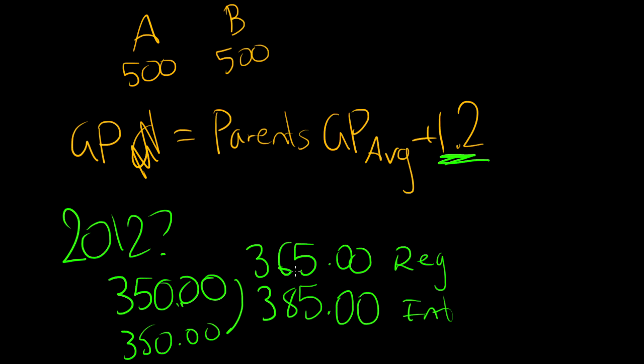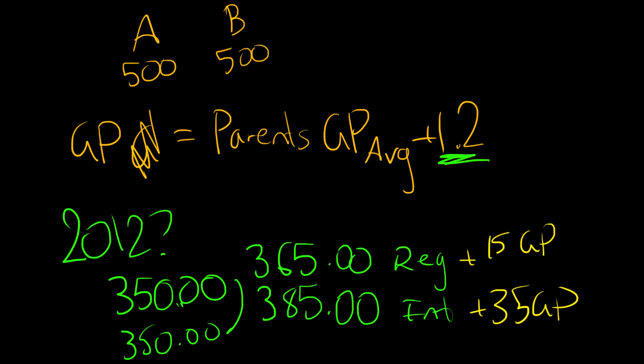Now we can notice here that the difference between 350, the average of the parents, and the foal we get, is a lot more than 1.2. On the international server, this is a 35 GP gain, and on the regionals, this is a 15 GP gain. This blows 1.2 right out of the water. So we can safely say that the GP gain is not the parents' average GP plus 1.2. We can forget that. And I'm going to leave this formula here because it just gets worse from here on in.